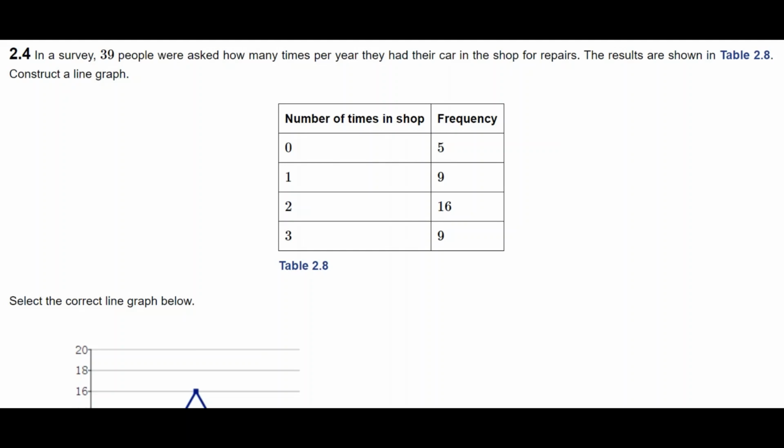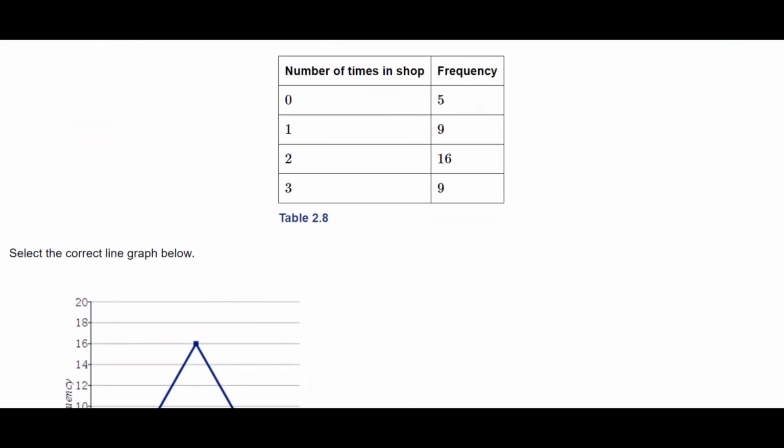We have no concern about the shop. We only concern about the data about the shop, that is how many times people appear to repair their cars. So we see that there are 5 people who never appear in a year to repair their car, and 9 people appear once, 16 people appear twice, and 9 people appear 3 times. And we look at the line graphs of this information.